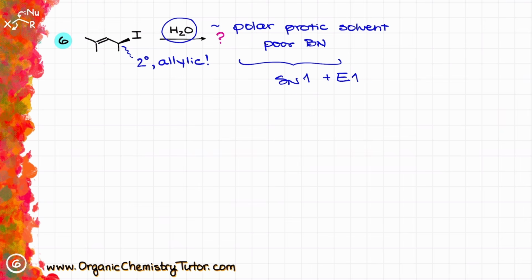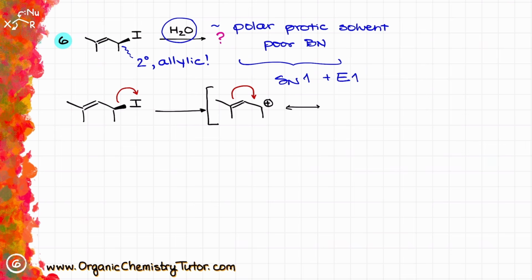So to draw the mechanism, I'm going to start with my substrate, with my starting molecule. And the first thing that's going to happen here is the leaving group dissociation. And once my leaving group goes away, I'm going to end up with a secondary allylic carbocation. And as I've mentioned, this secondary allylic carbocation can experience resonance. So I'm going to show the other resonance structure right away, that's going to look like this.